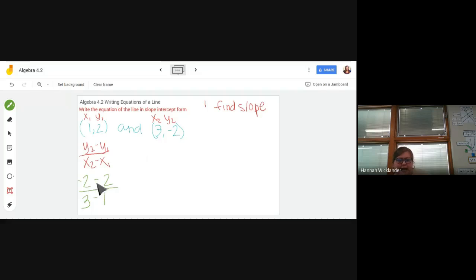Negative 2 subtract 2 gives me negative 4. 3 minus 1 gives me 2. Negative 4 divided by 2 gives me a negative 2. Okay, so I found slope. So I found what my m is. So I have y equals negative 2x, but now I need the b.